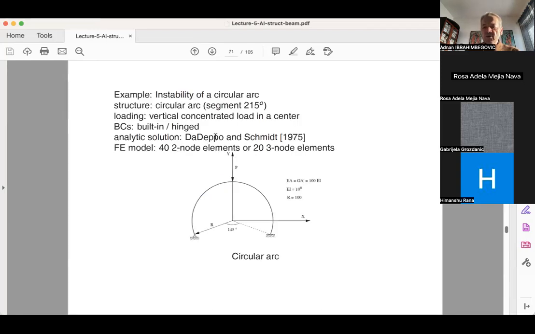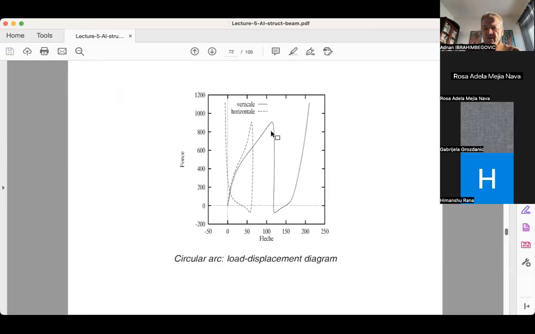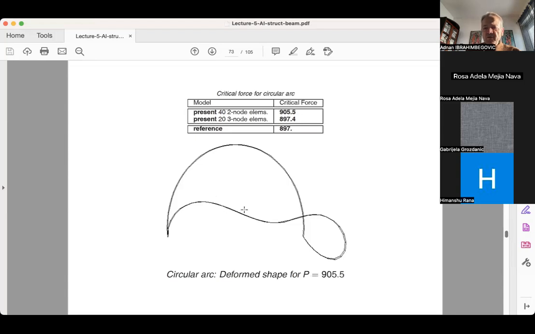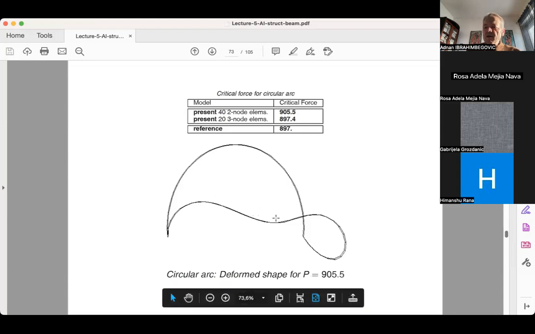Then there was also a computation of this instability. This is a famous paper where we had some kind of closed analytical solution published. Basically, there's a circular arc, but with non-symmetric boundary conditions. On one side, it's a simple support with a hinge, and the other side is built in. And then you press it with a force in the middle. So here was a given force-displacement diagram for the horizontal and for the vertical displacement. And this is the deformed configuration when you have an instability.